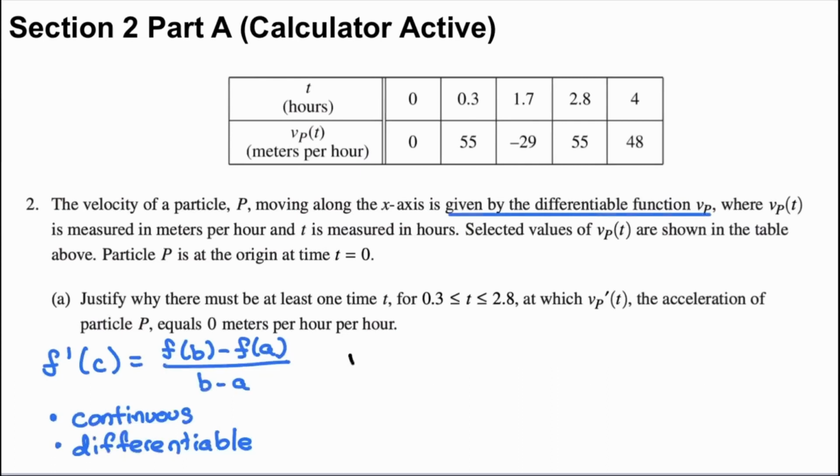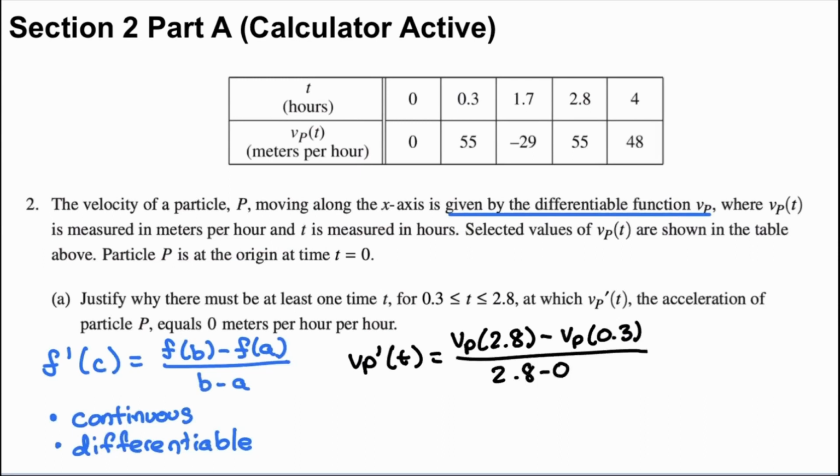We're going to say that VP prime of t, using the function that they give us, is equal to VP of 2.8 minus VP of 0.3 over 2.8 minus 0.3. And this is equal to, well, the value of VP at 2.8 is 55. It's also 55 at 0.3. This is over 2.8 minus 0.3.